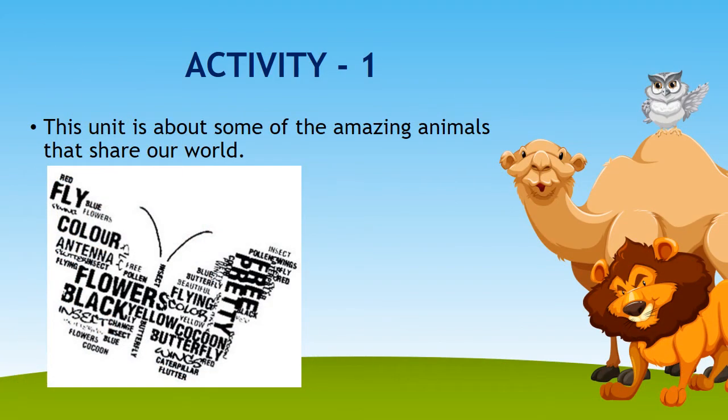This unit is about some of the amazing animals that share our world. And in your textbook, you have been given this picture. Now, from this picture, you have to answer two questions. First question is, what is the shape? Which animal's shape do you see? And then, which words are there in this shape? So you can try this by yourself and I'm sure you'll get really good answers. Like all the words are easily readable. But still, let me give you the answers.